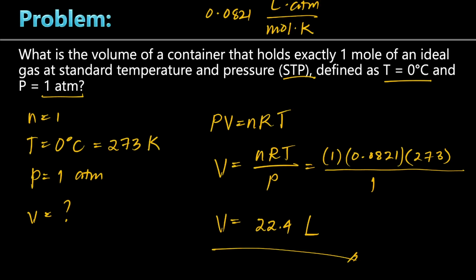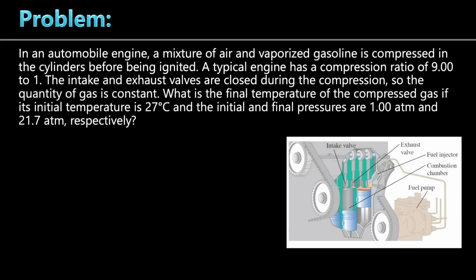Bakit? Kasi kahit na anong ideal gas, basta nasa STP siya, ang volume niya ay laging eksakto. Ganito, 22.4 liters. Again, this is the volume occupied by 1 mole of any gas for as long as it is ideal. 1 mole of any ideal gas at STP. Okay, tandaan natin ha, 22.4 liters. Let us solve another problem. In an automobile engine, there is a mixture of air and vaporized gasoline. No, ayan. So meron tayong makina ng sasakyan dito, 'di ba?